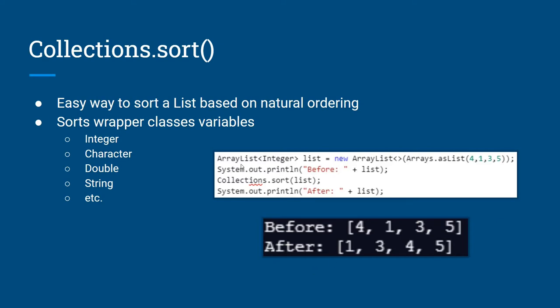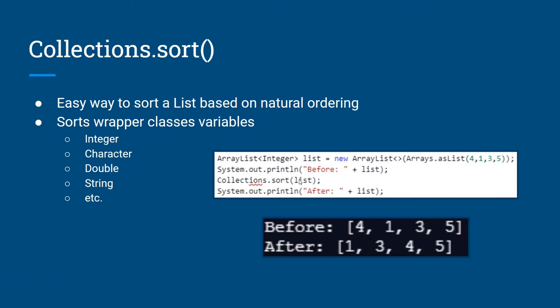So on the right here, you can see how you simply create a list for your wrapper class. Here we're using the integer wrapper class. Here I just plop in 4135, right? Print out the list before, 4135 as expected. Then we use collections.sort(list), and what this does automatically is it sorts all of the elements within the ArrayList in their natural ordering. And so for integers, that's from least to most, or lowest to highest.